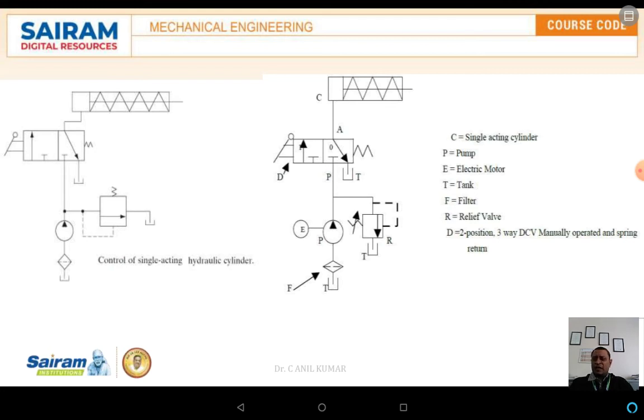After that, a direction control valve is there. This direction control valve is manually operated, and retraction is done by using the spring force. Then the same is in turn connected to the cylinder. For the movement of this cylinder, the forward path is done by using the pressure of the oil. The reverse is done by using the spring pressure only. This is a small explanation of the control of a single acting hydraulic cylinder.